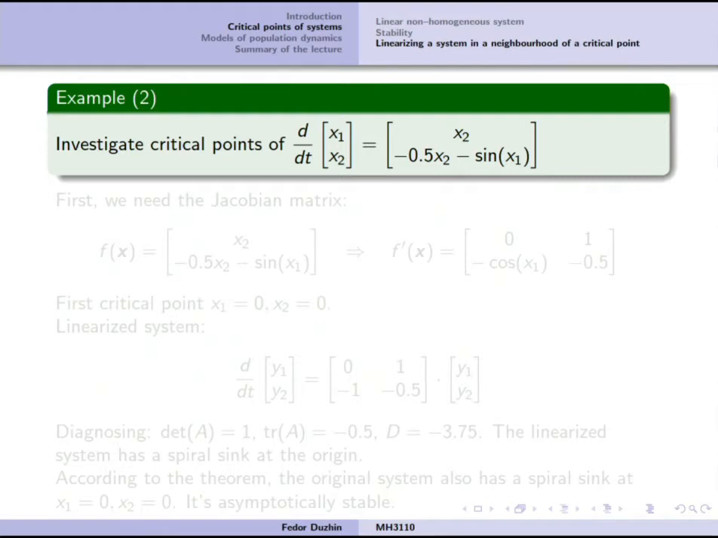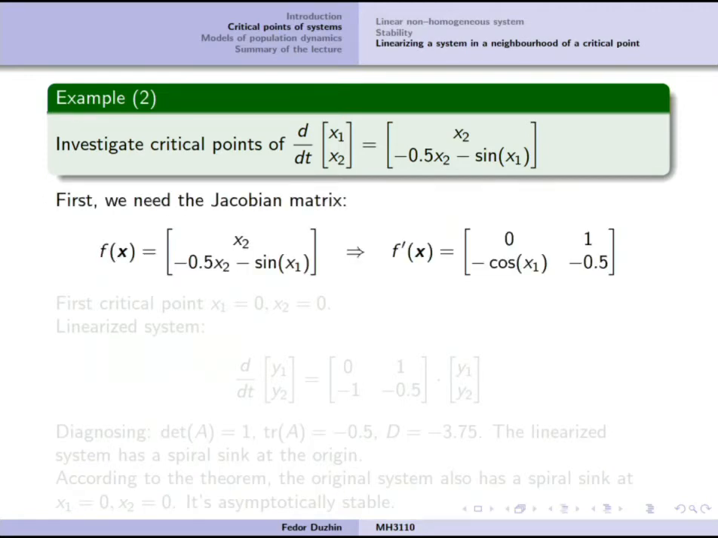Now a new example. We also saw it in the previous lecture, and in the previous lecture we plotted the phase portrait, and recall that we hypothesized that there is a spiral sink, and there is a saddle point, but we didn't prove it because we couldn't calculate the trajectories. But now we can. So now we can calculate the Jacobian matrix. Then again, there are two essentially different critical points, (0, 0) and (pi, 0).